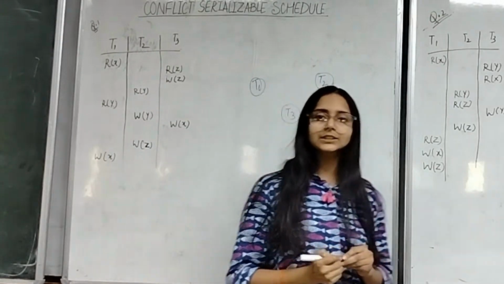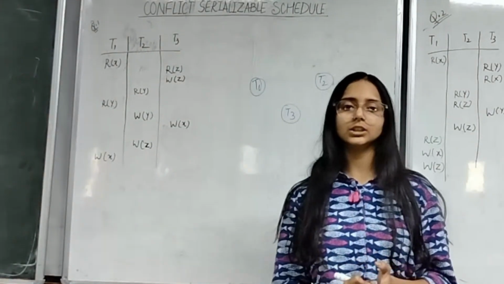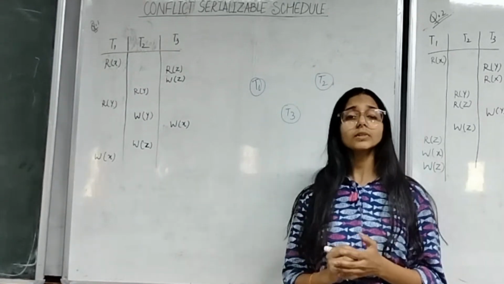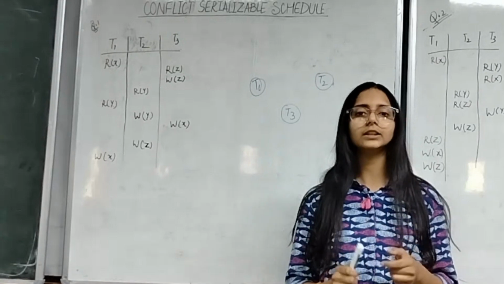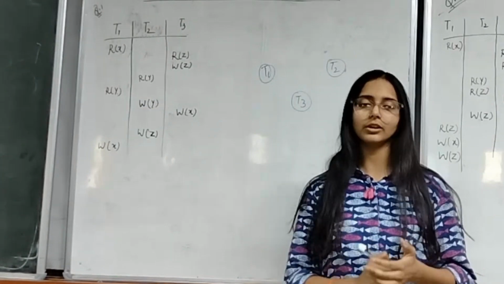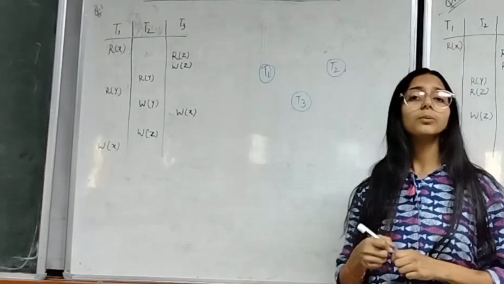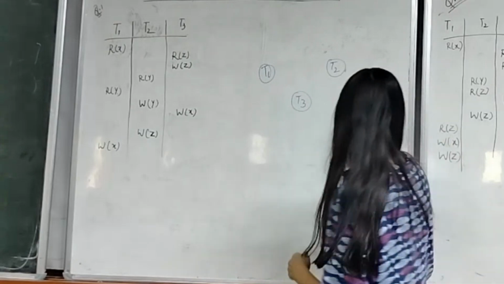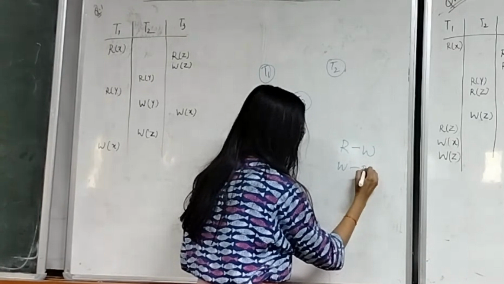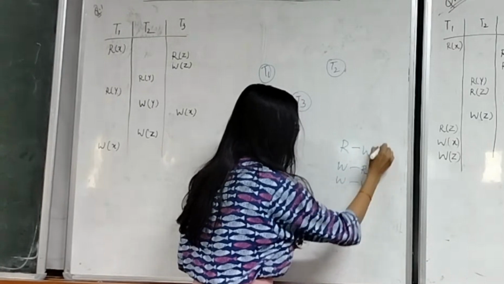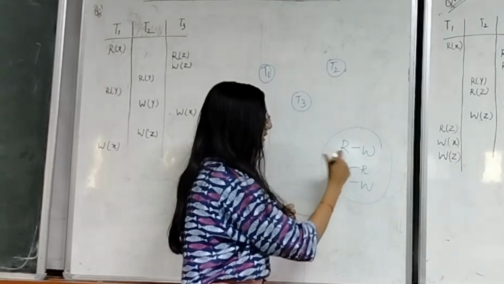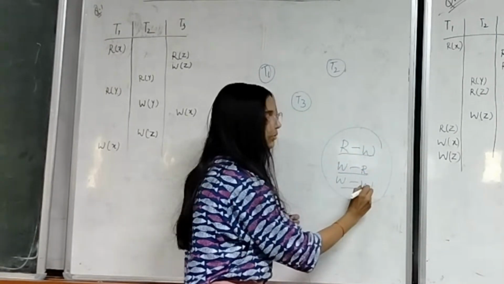To determine edges and the direction of the edges, we need to look for the conflict pairs in the schedule. Always keep in mind, to find the conflict pairs, we have to look in the other transactions, not in your own transaction. Conflicts occur in read-write, write-read, and write-write operations. So we have to look for this combination. Always take care that this conflict occurs for the same variable.